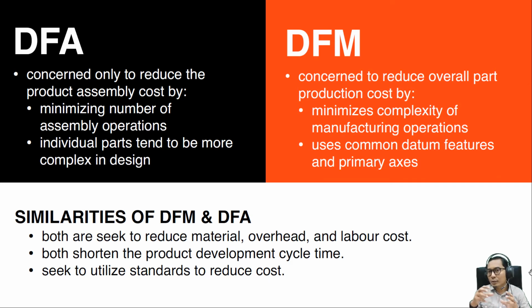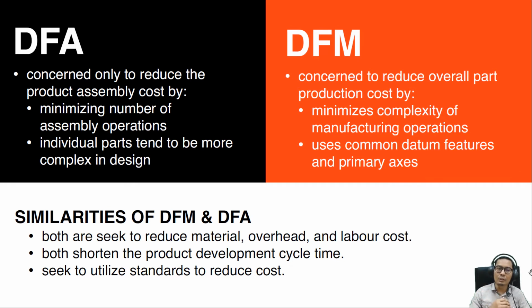And DFM again is concerned with reducing the overall part production cost by minimizing the complexity of the manufacturing operations and using common datum features and primary access. So these are the differences between DFA and DFM, which I think you can clearly see: one deals with the assembly and the other deals with the manufacturing process. Okay. So what are the similarities of DFM and DFA?